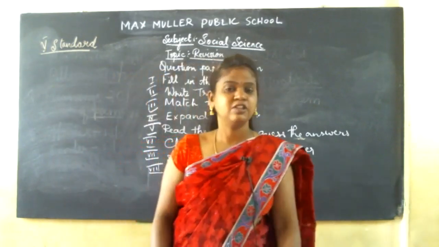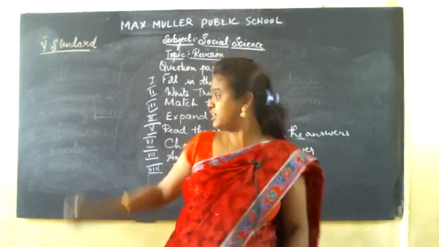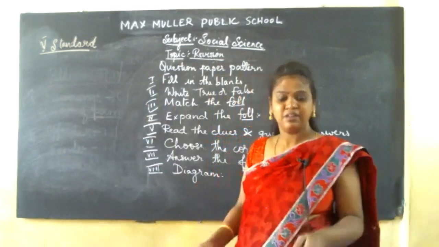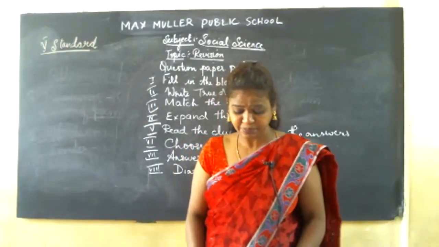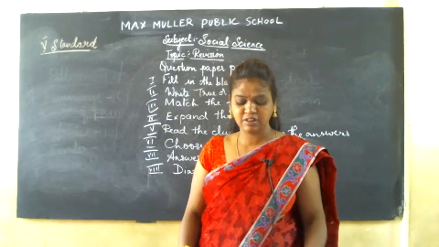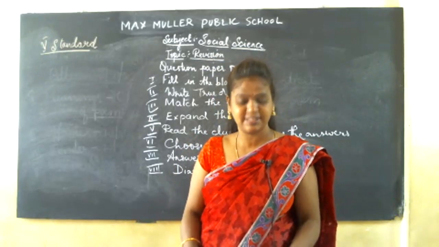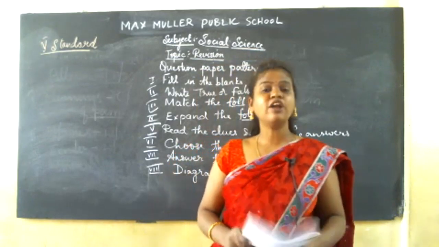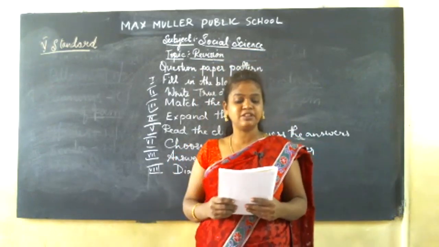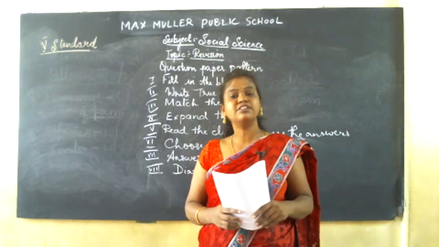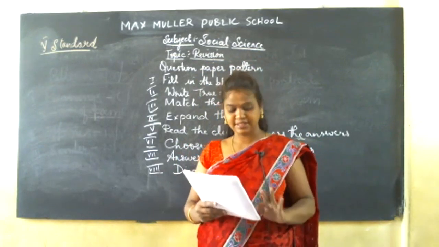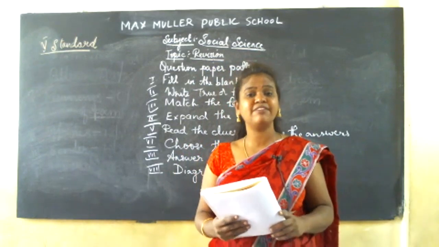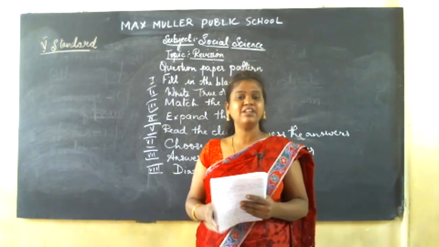Got it, children? So now you just came to know what are the mains in the question paper. So now we'll sort out the question answers of the first and second lesson. First, I'm going to give you the revision of the first lesson, that is continents and oceans. Answer the following. First question is, what are continents? Name the 7 continents.